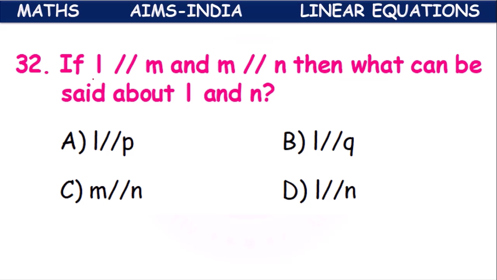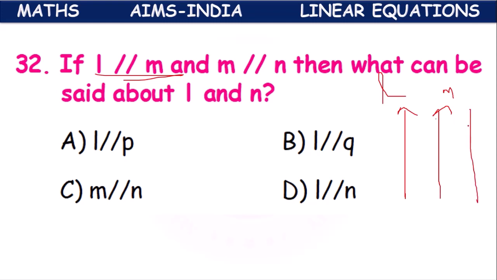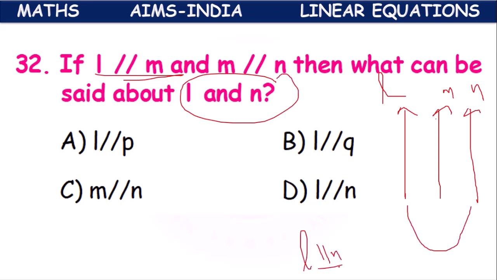Next one. Line L is parallel to M, and M is parallel to N. So what about L and N? Then L and N will also be parallel. Means lines parallel to the same line will be parallel. So L is parallel to N.